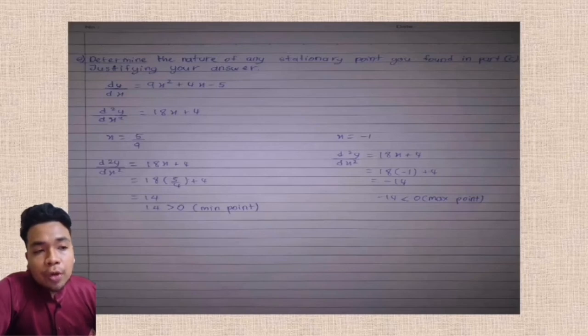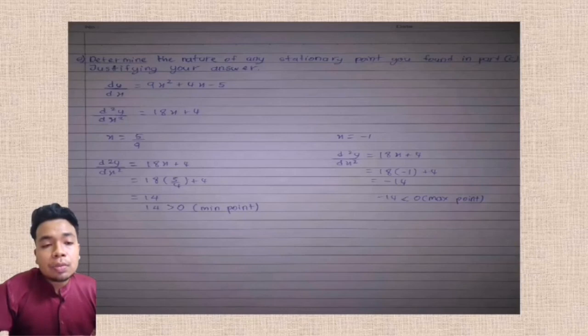For x equals 5 over 9, d2y over dx2 equals 18x plus 4, and then 18 multiplied by 5 over 9 plus 4, and the answer is 14. 14 is the minimum point. And for x equals negative 1, d2y over dx2 equals 18x plus 4, and then 18 multiplied by negative 1 plus 4, and the answer is negative 14. Negative 14 is the maximum point.